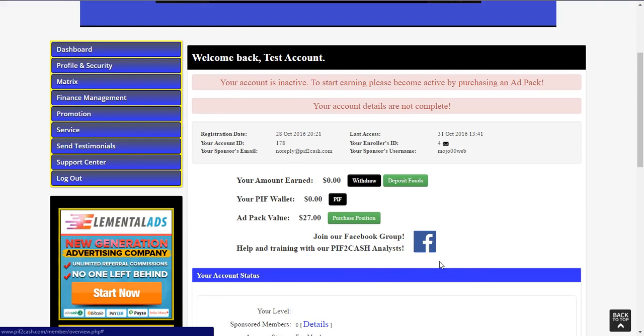Why? Because this is where you're going to get the notification that PIF2CASH is launched the week of November 21st. If you are not in our Facebook group, then you will be looking to log in sometime during the day and hopefully see that these buttons are working.